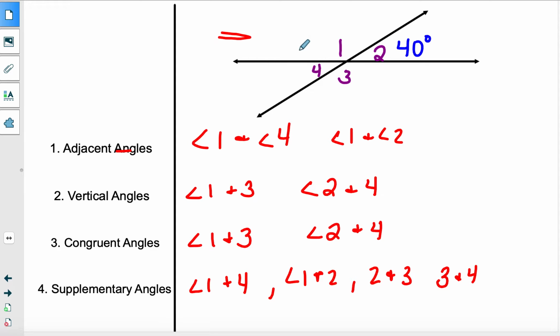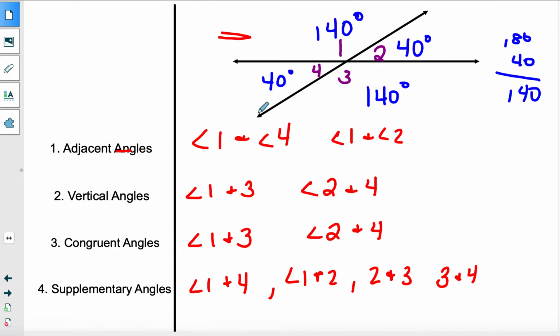All right, angle 1, let's do that first. Well, this is a straight line, so if I take 180 minus 40, I get 140 degrees. So that means this big one is 140 degrees. The nice part is that's the only math you have to do. After that, if this big one's 140, this one's 140 degrees. If this little one's 40, this little one over here is 40 degrees.